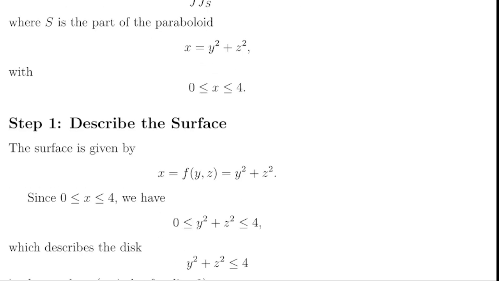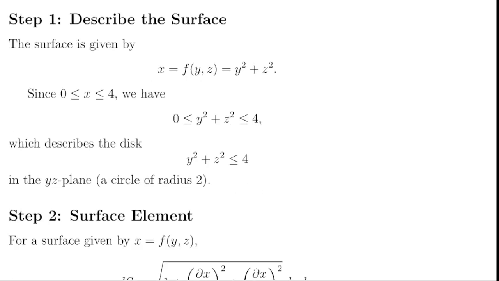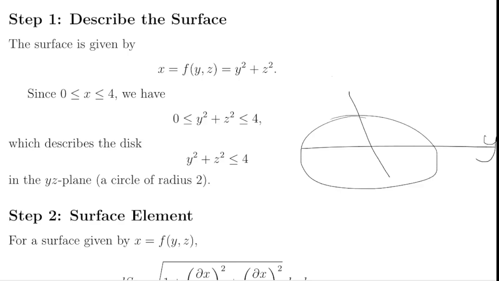The surface is given to us as x equals y squared plus z squared. This is a function that depends on y and z. Because x is between 0 and 4, and x is y squared plus z squared, that means y squared plus z squared is also between 0 and 4. We know that y squared plus z squared is always greater than or equal to 0. So another way to think about this is a circle of radius 2 in the yz plane. It looks something like this. This will be our y axis, this is our z axis, and the radius is 2.